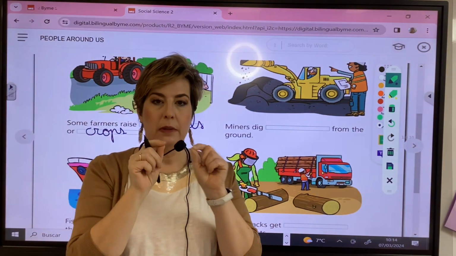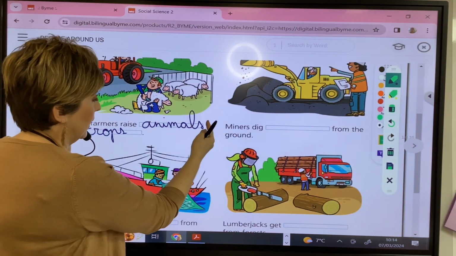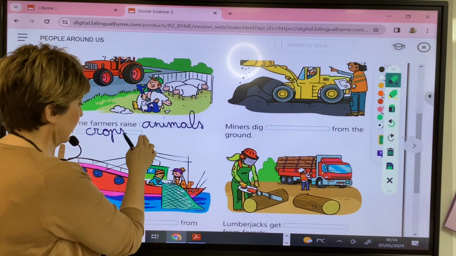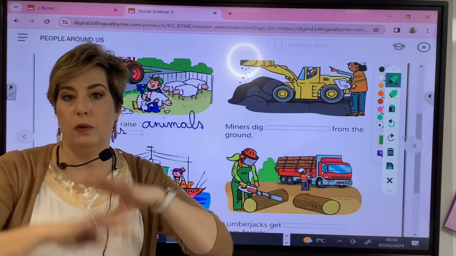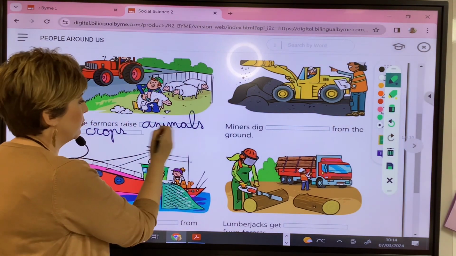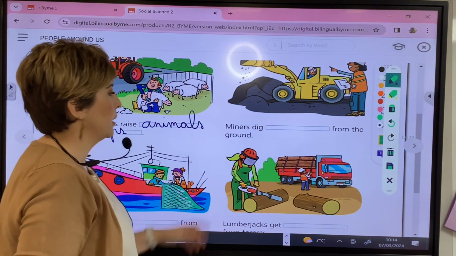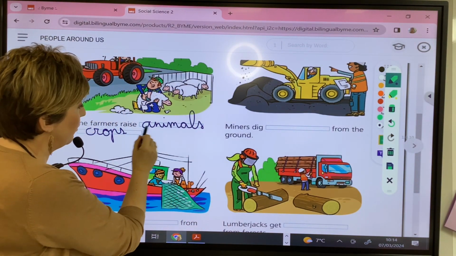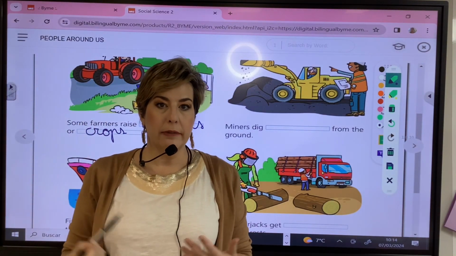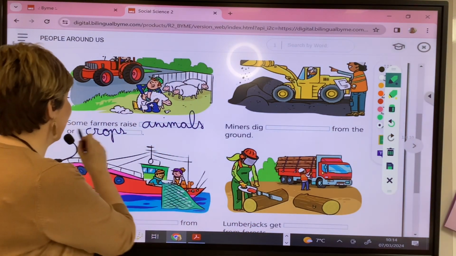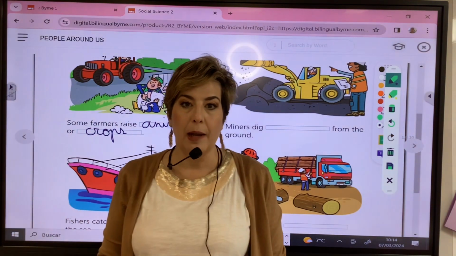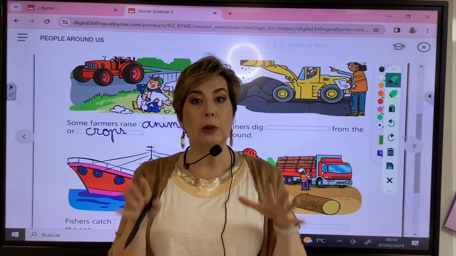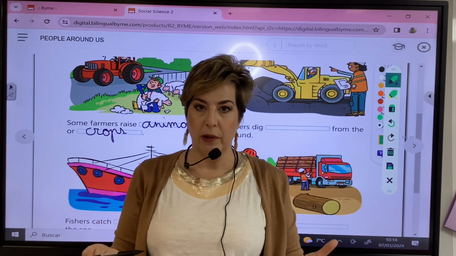Something in Spanish. Acordaros. Los que crían ganado son ganaderos. Los que cultivan la tierra, agricultores. In English, all of them are farmers. So farmers raise animals and or crops. In English, you can also say the farmers that raise animals, you can call them livestock farmers. And the farmers that raise crops, you can call them crop farmers. So there are also 2 words. But we are only going to study farmers in general.